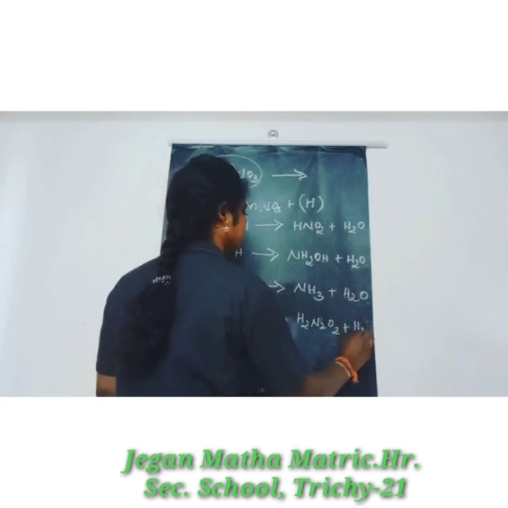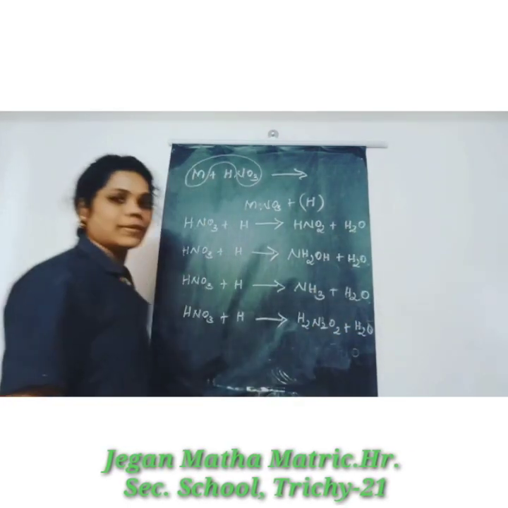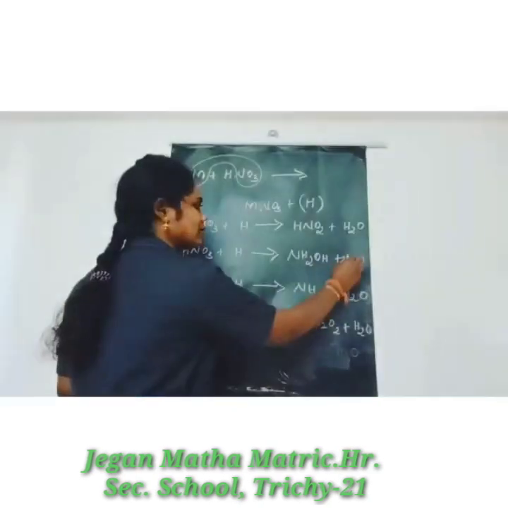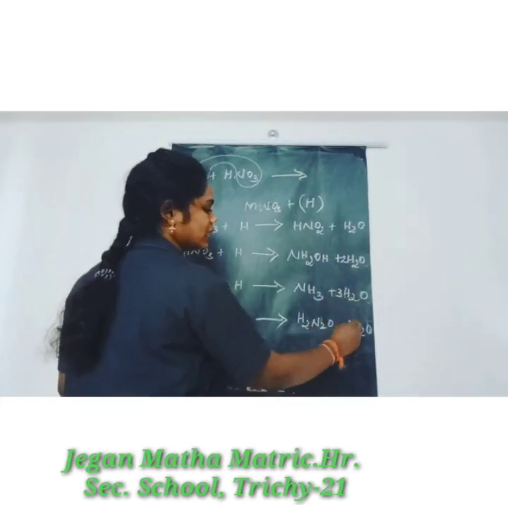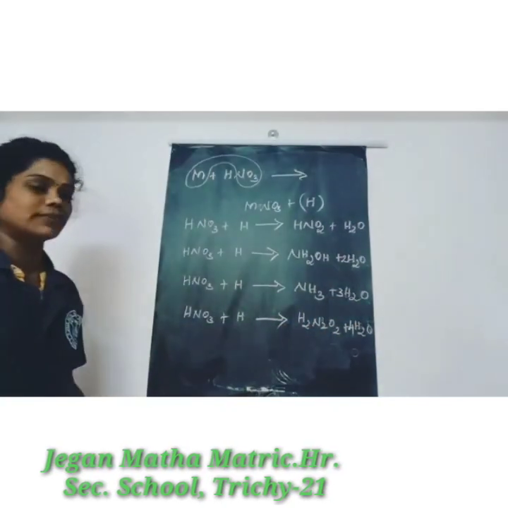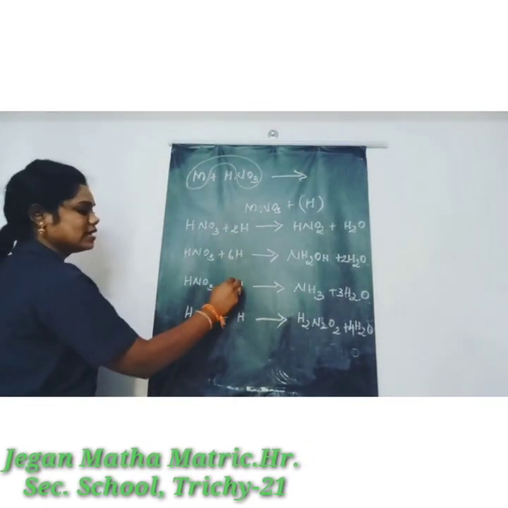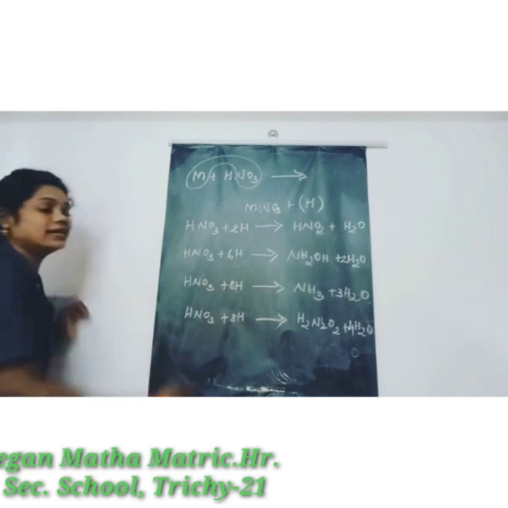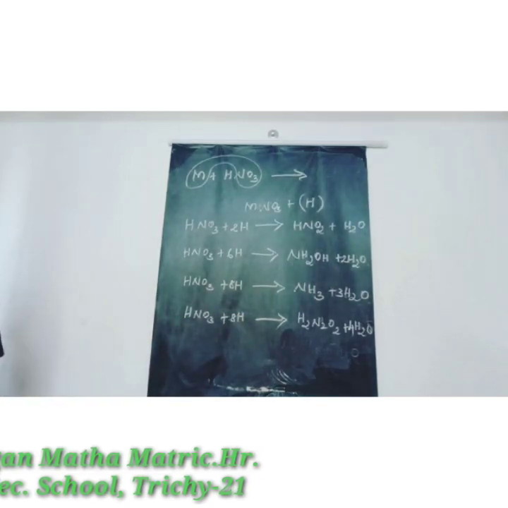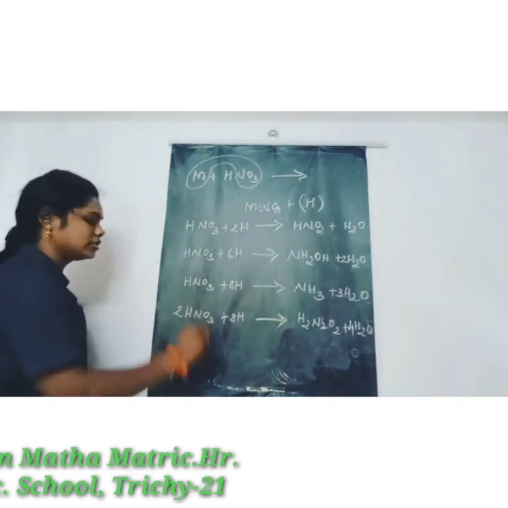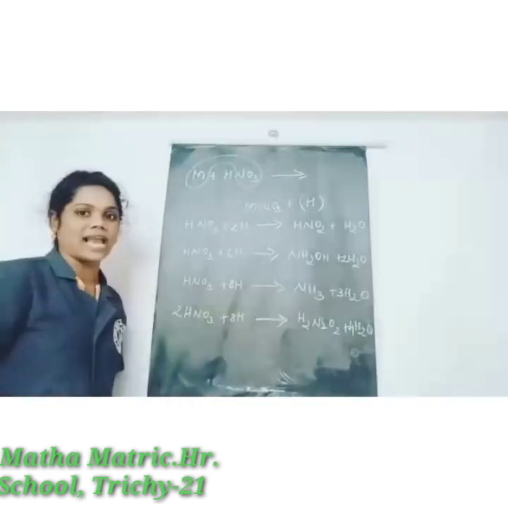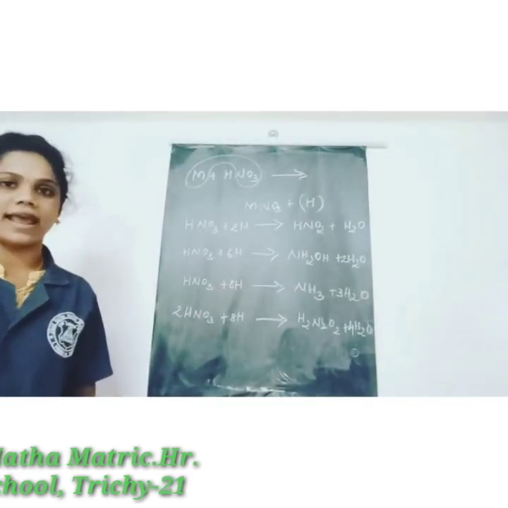plus H2O. So here one time water molecules, here 2 times, 3 times, 4 times water molecules are formed. So here 2 times hydrogen, 6 times hydrogen, 8 times hydrogen and here also 8 times hydrogen. So here 2 times HNO3 is reacted. Now the equation is balanced.